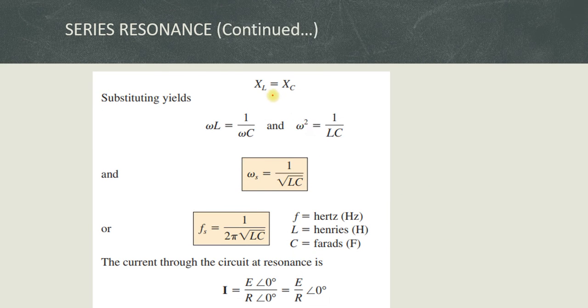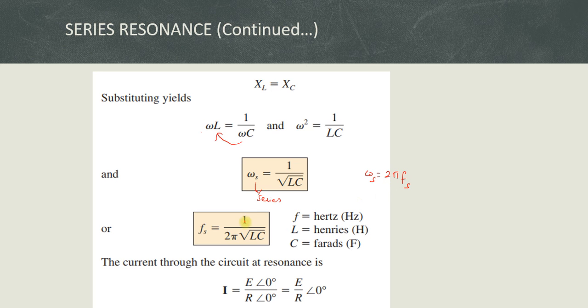I already told that at resonant condition XL equals XC. I want to find the frequency at which resonance should occur. We know that XL equals omega L, and XC equals 1 by omega C. Just cross multiply this omega, so that omega squared equals 1 by LC. To find the value of omega S, take the square root on both sides, so omega S equals 1 divided by square root of LC. This S indicates it is a series resonance circuit. We know that omega equals 2 pi f. Here omega S is there, so I follow the same notation: omega S equals 2 pi fS.